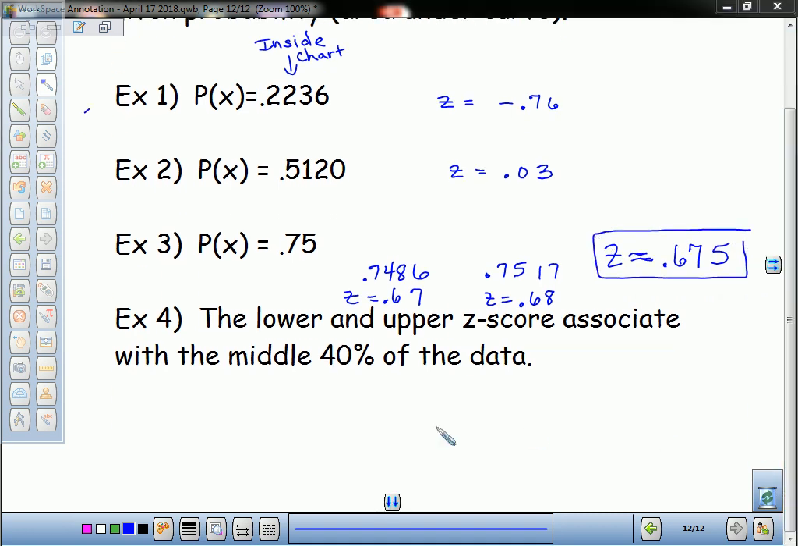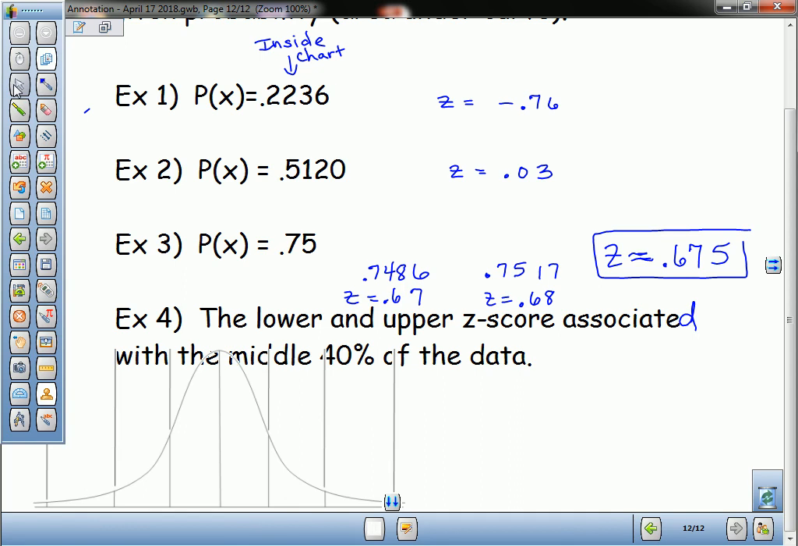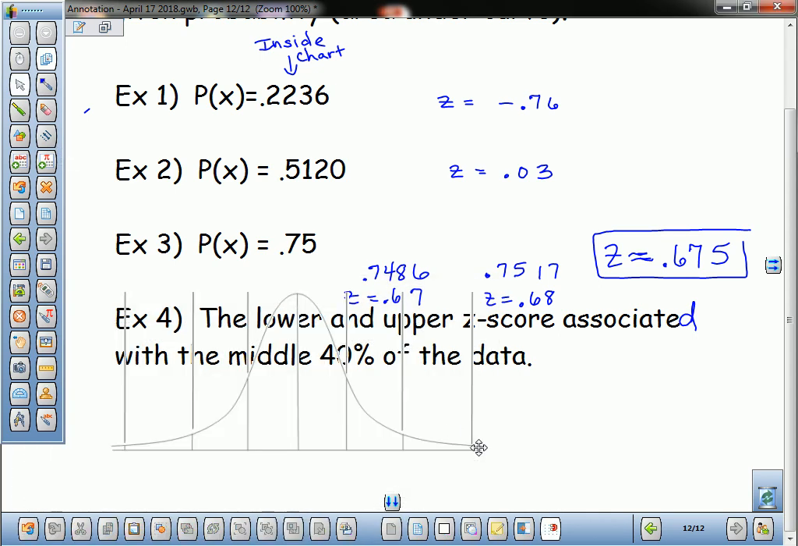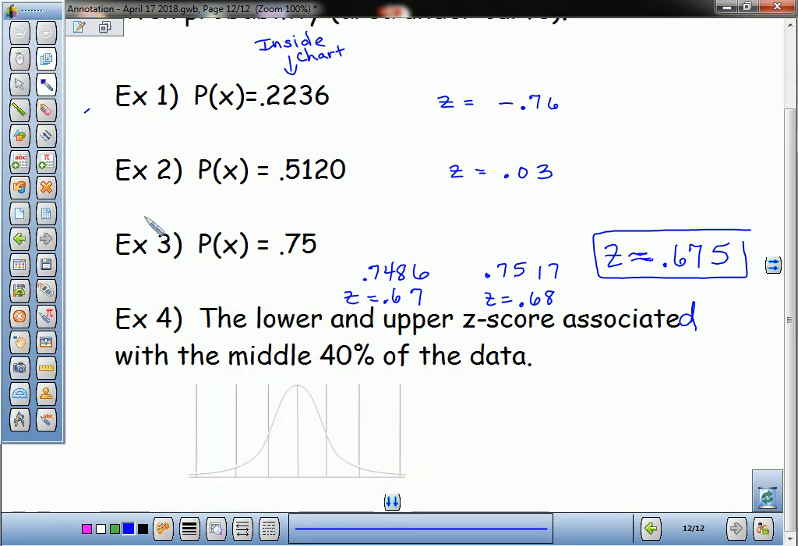All right, last one is kind of interesting. If I ask you for the lower and upper z-score associated with the middle 40% of the data, what does that mean? That means I need to draw a curve. I'm not going to know exactly where this is, but I want the middle 40%. I know it's going to be less than 1 standard deviation, because the middle 68% is 1, right? So it's somewhere in between here.